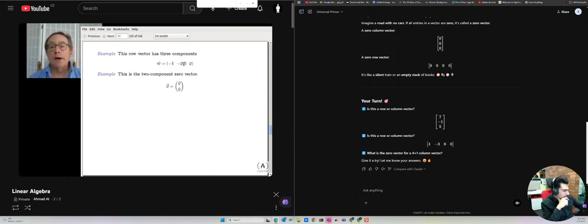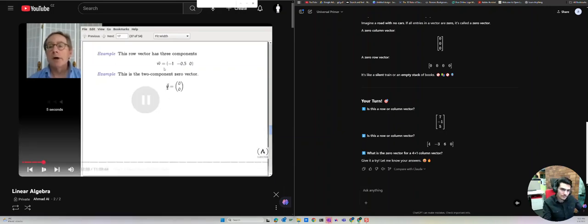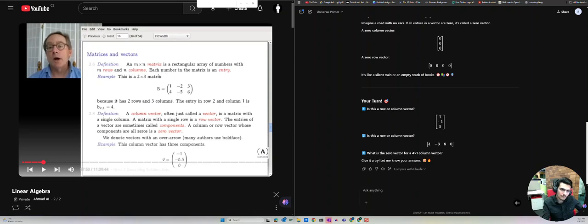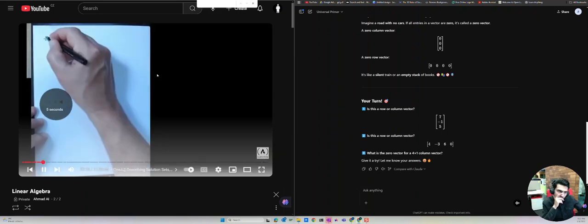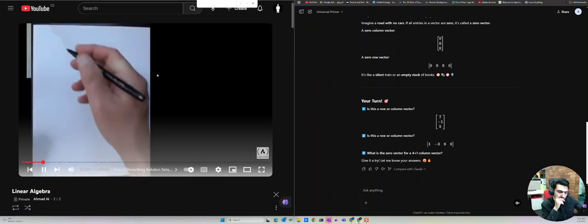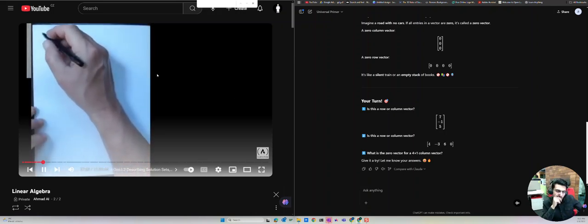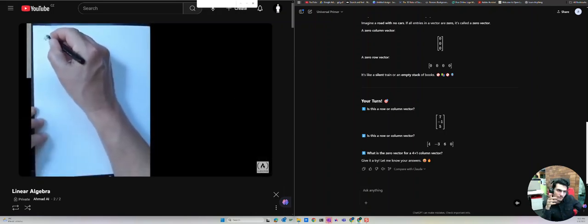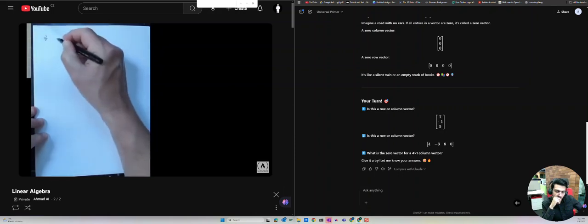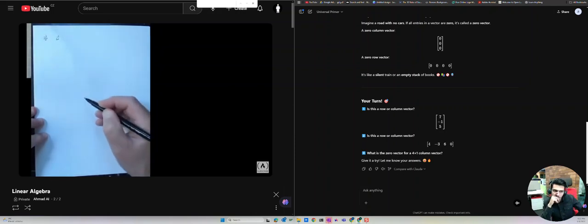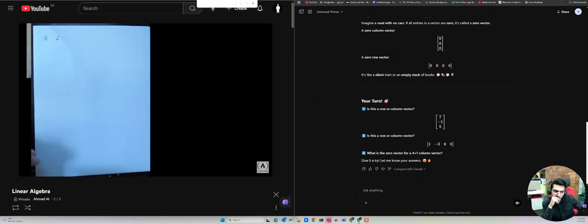So this is a row vector with 3 components, and this is the 2-component 0 vector. See a 0 with an over arrow. Can't do both. So I'll denote vectors with an over arrow. In handwriting, I'll write something like that, V or W, something like that.